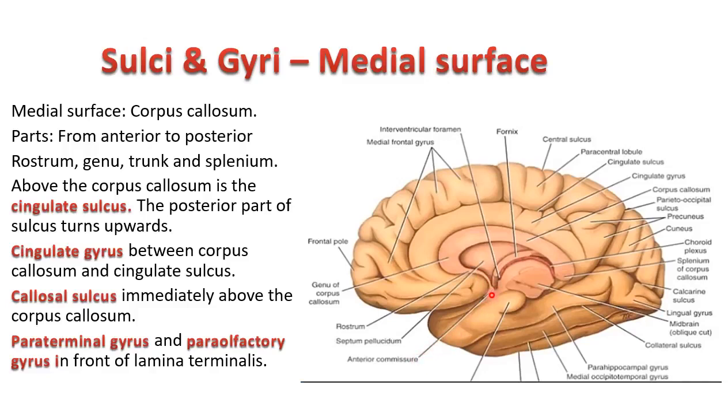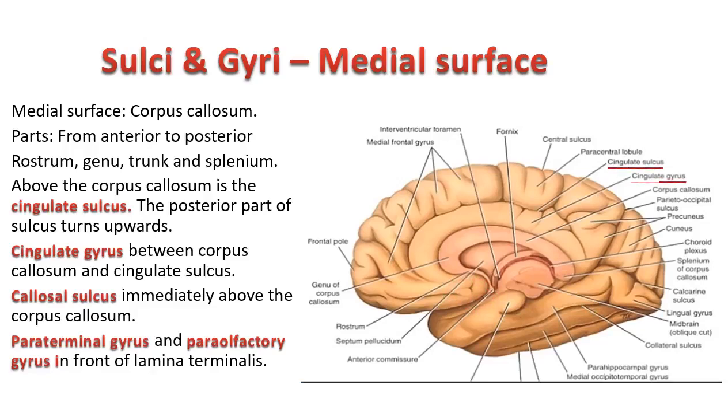The various commissures you also come across are the anterior commissure, posterior commissure, habenular commissure, and commissure of the fornix. Okay, they are all commissural fibers. So, a small structure, the anterior commissure. In front of it you will come across the para-terminal and para-olfactory gyrus, in front of the lamina terminalis.